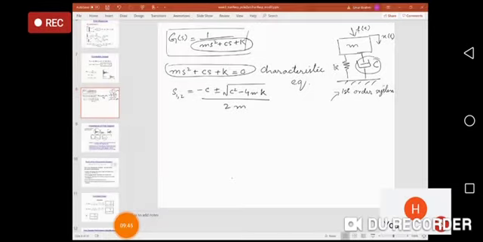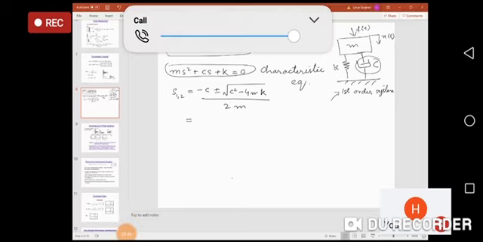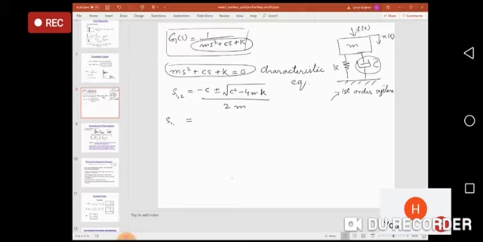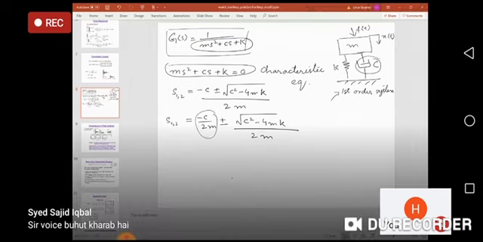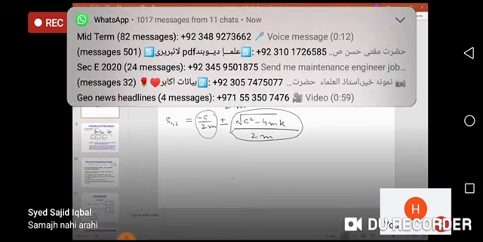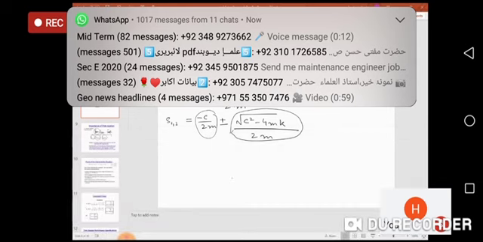Now, if we separate these roots, we can get minus c over 2m, plus or minus the square root of c squared minus 4mk, divided by 2m. Of course, this first part of the root will always be the real part, and this other part has the potential to be either an imaginary part or a real part. Okay? Is this making sense?